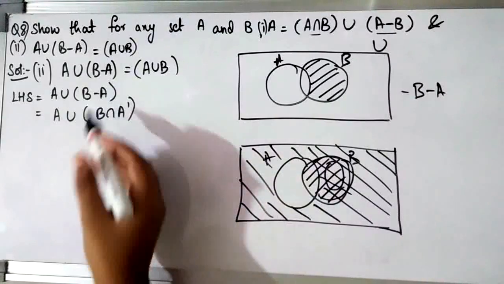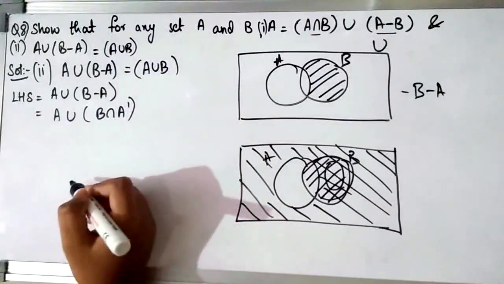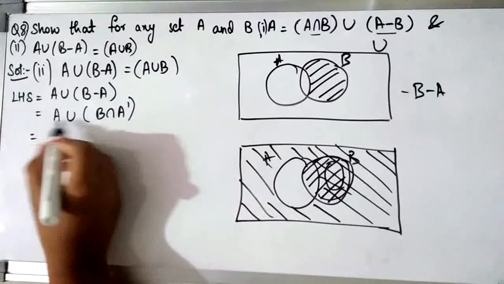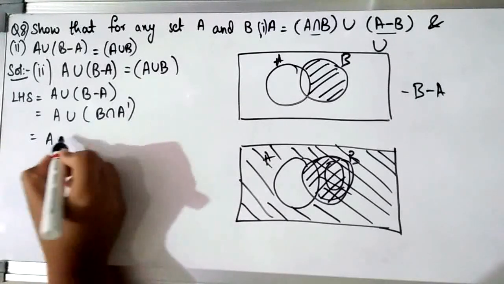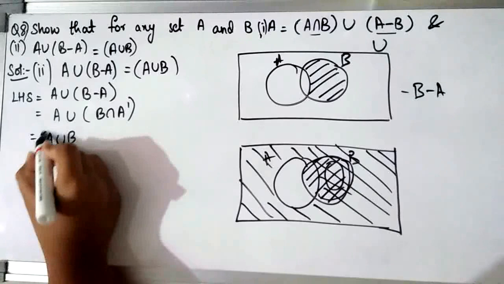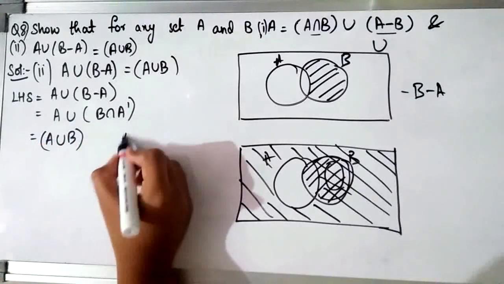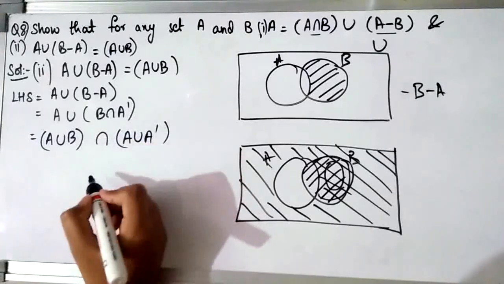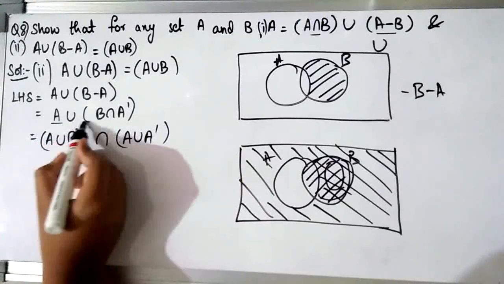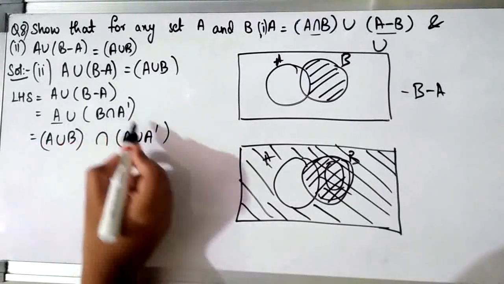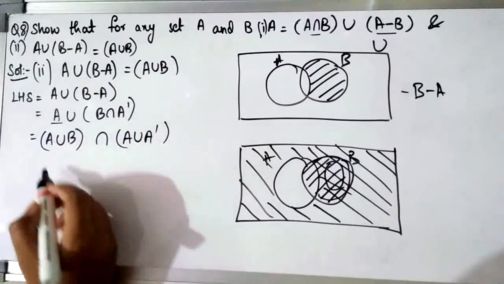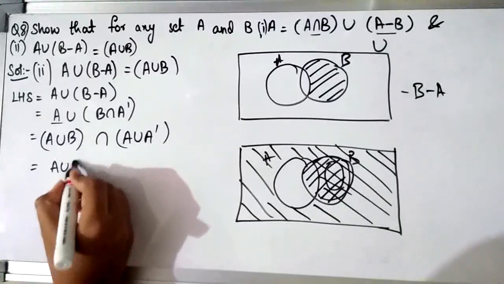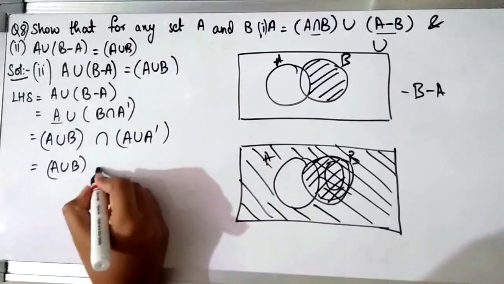Now over here we are going to use the distributive property. Here it will become A union B, then A union A complement, and in between we'll get our intersection. Now let this A union B be as it is.